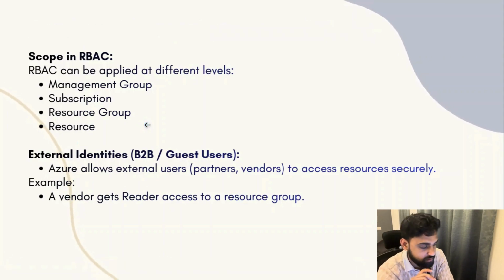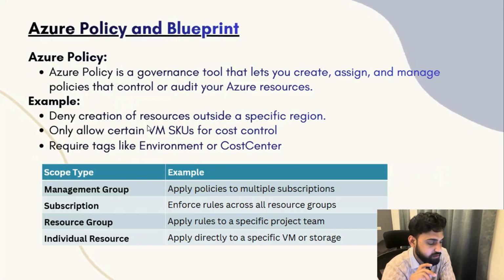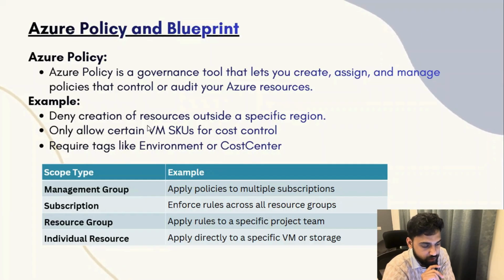Let me move to the next. Okay, let's understand this. What is Azure Policy and what is Blueprint? Basically, Azure Policy is a governance tool that lets you create, assign, and manage policies that control or audit your Azure resources. Examples: deny creation of resources outside a specific region, only allow certain virtual machine SKUs for cost control, require tags like environment or cost center.